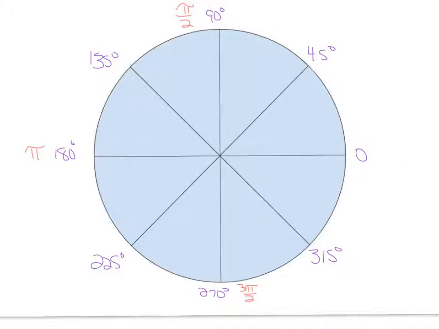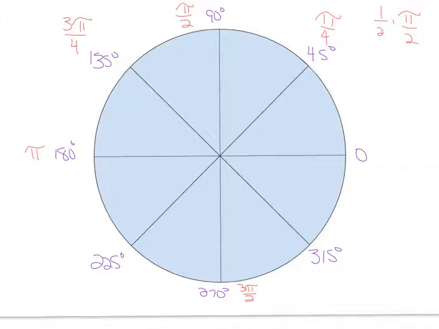So what is half of pi over 2? 45 degrees is half of pi over 2. Half of pi over 2 is pi over 4, right? And we can do this all the way around. We could say pi over 4, 2 pi over 4, that's pi over 2. So that makes 135 degrees 3 pi over 4. This would be 4 pi over 4, which is just pi.